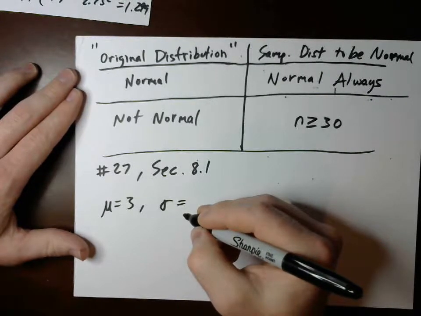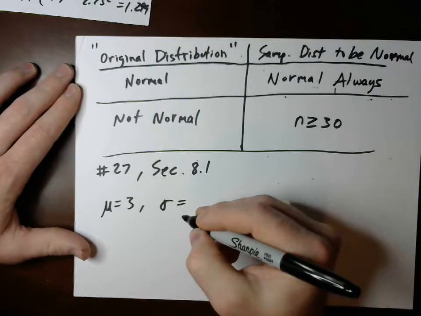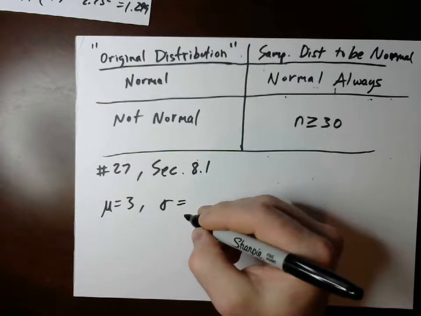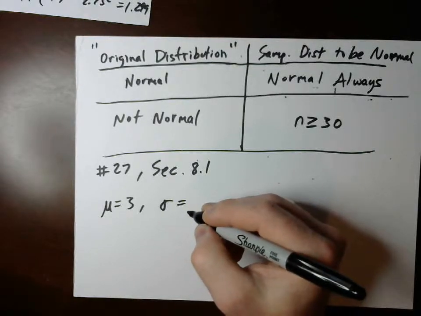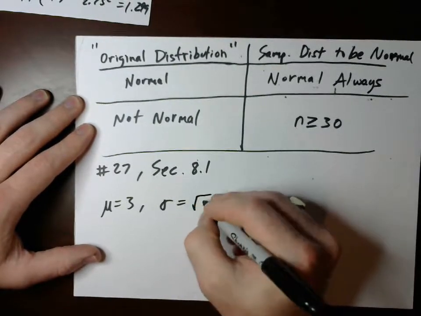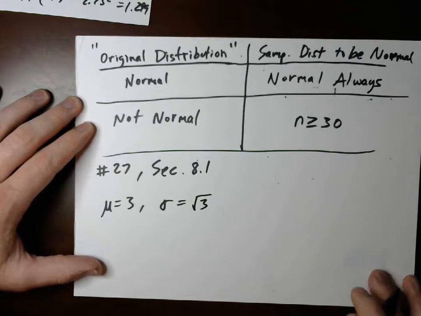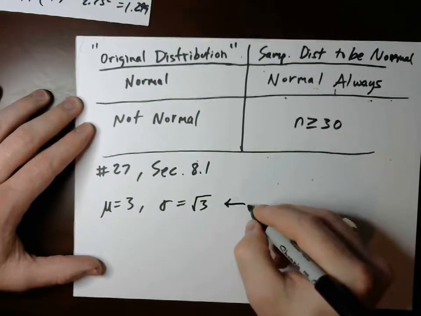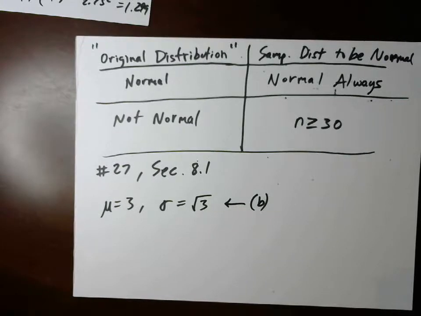Oh, wait. Actually, I do not see. Oh, it does say in part B that sigma is equal to the square root of 3. So it's not given up in the paragraph before. But this comes from part B of section 8, number 27. But notice it never says anything about the original distribution being normal.